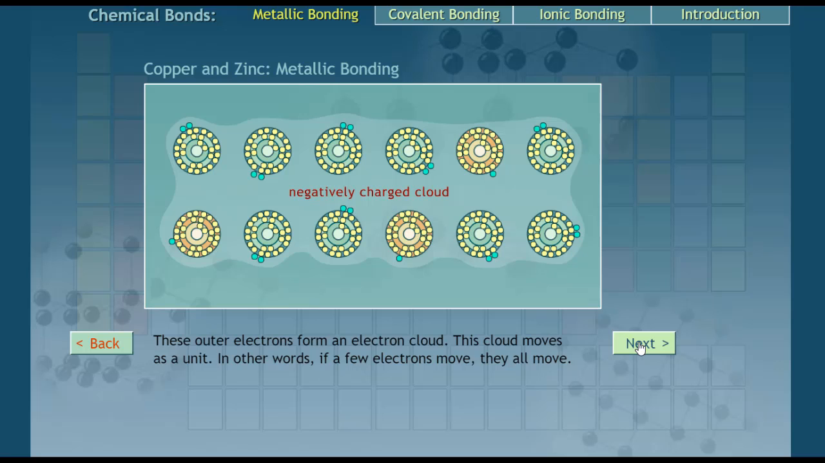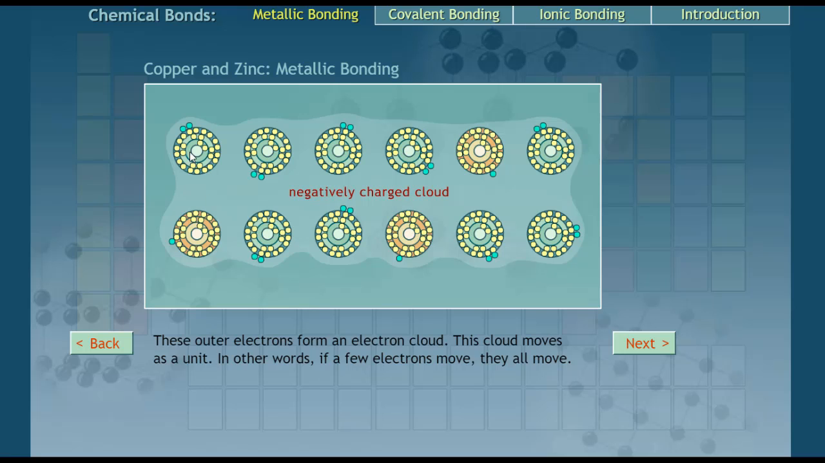And so what ends up happening is you actually form something called an electron cloud. All these little extra electrons are going to end up being shared between all of the atoms in the metal. So it says here, this cloud moves as a unit. In other words, if a few electrons move, they all move. So in other words, if these 2 electrons suddenly decide to go in this direction, that'll push these 2 to there, push them to there, push them all the way around.